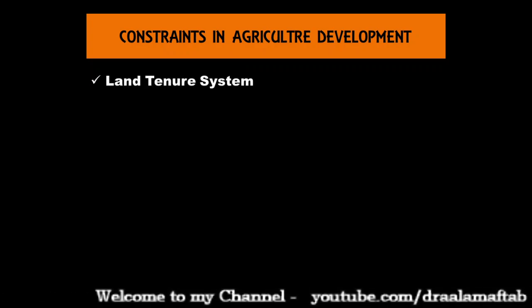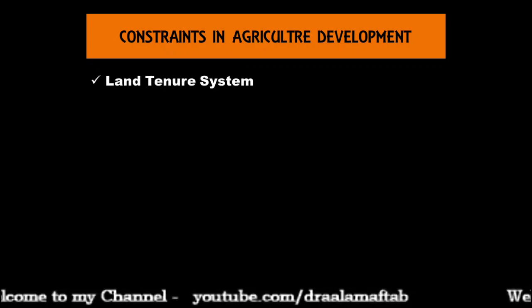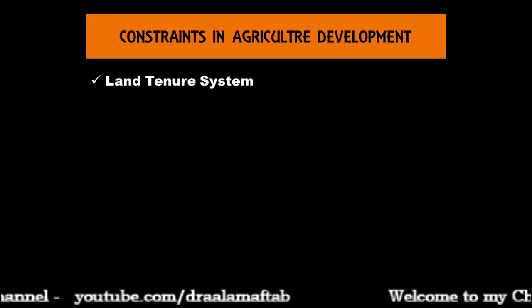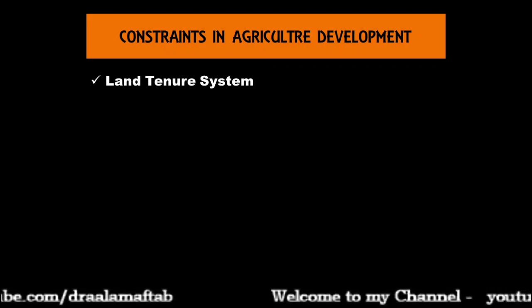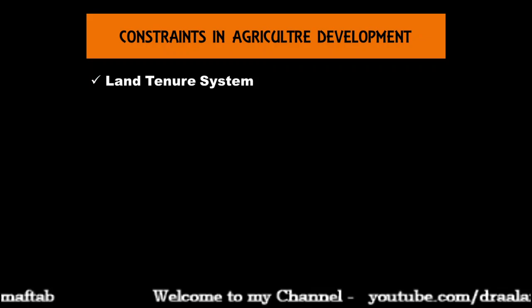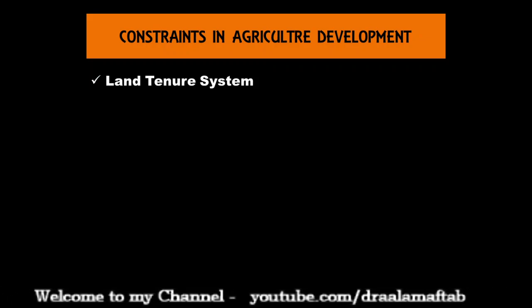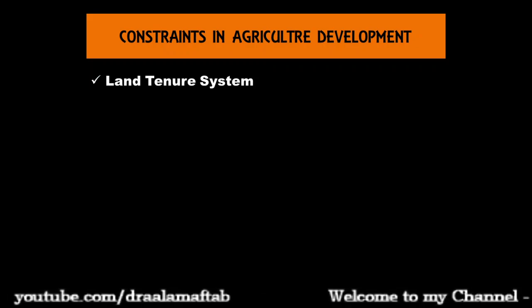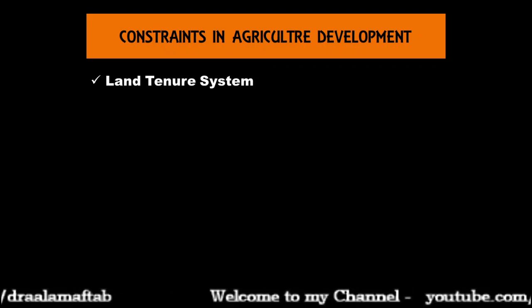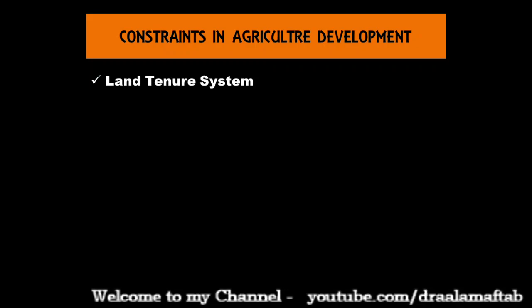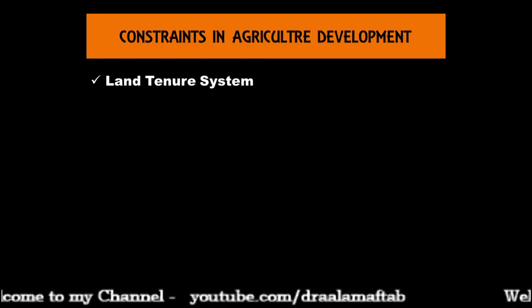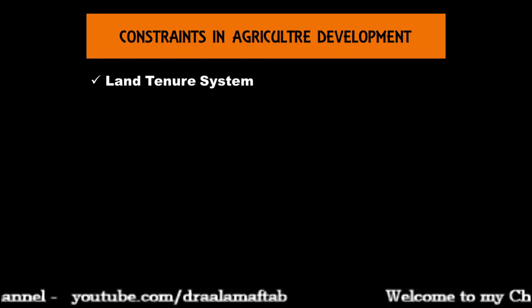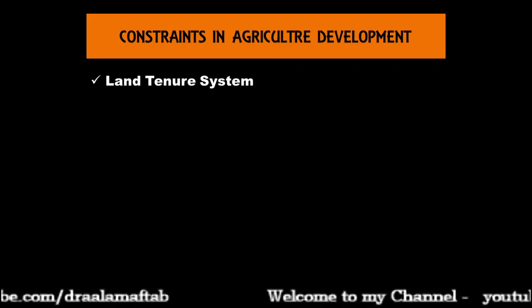The next point is land tenure system. Land tenure refers to the way in which land is held by an individual from the government. It shows the relationships between the landholder and the state. The absolute ownership of land rests with the government. Land tenure system of India is far from perfect.